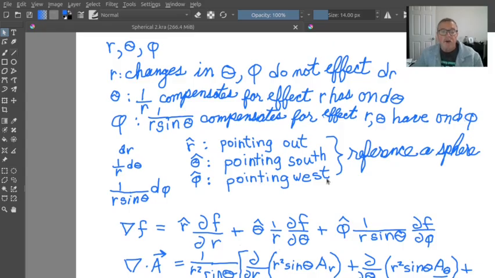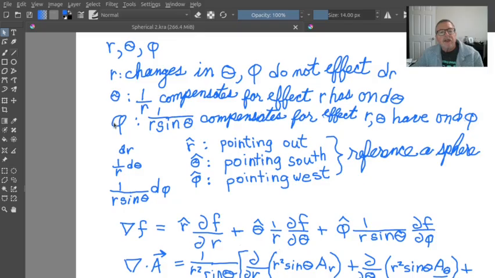So here are our little infinitesimal changes. Small change in R, or the differential R, differential theta with a compensation value of 1 over R, because as the R gets greater, the movement on the arc gets greater. So we have to compensate for that.